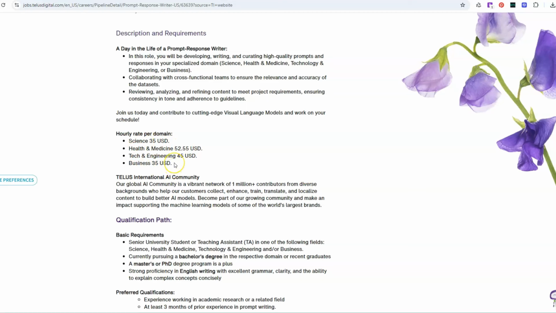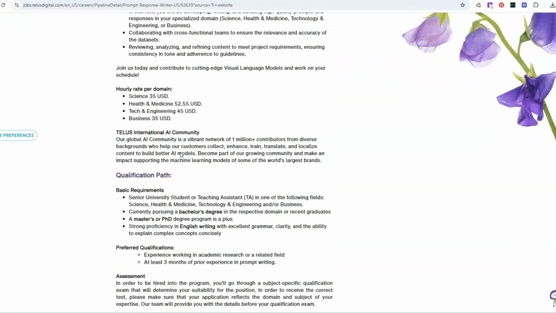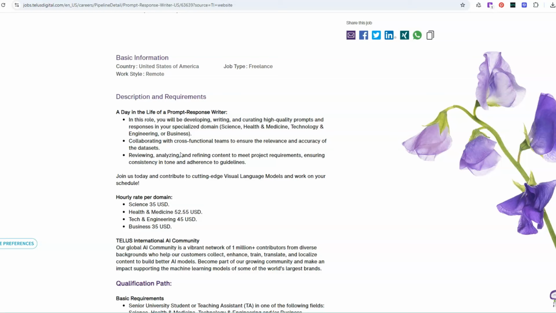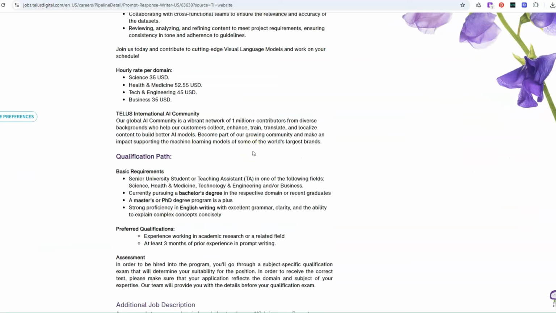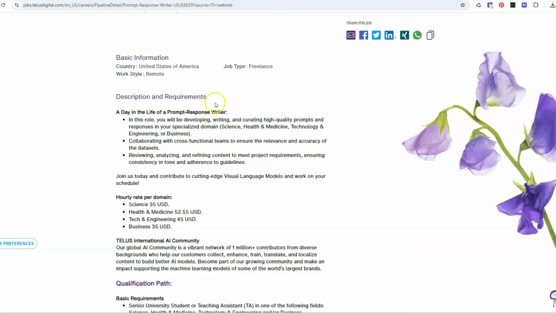So it just tells you how much you're going to make per hour, $35 up to $52.55 per hour doing this from home. So if that's something that you have experience with, or you are working towards your degree right now, or you have one already, then make sure you check out and apply for this job too.